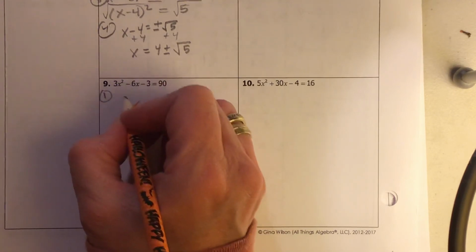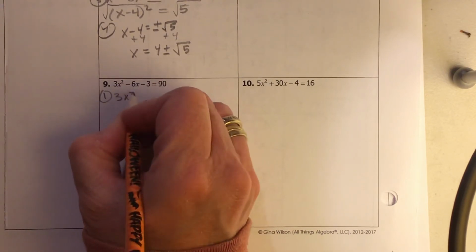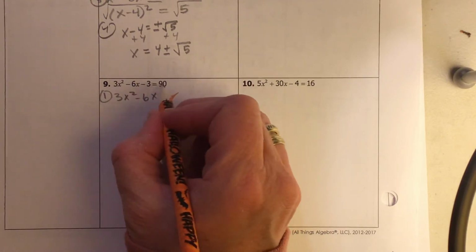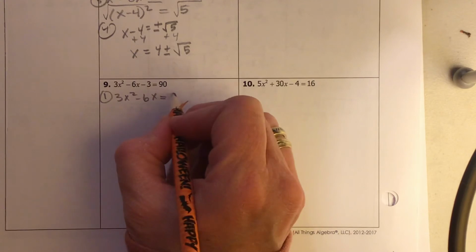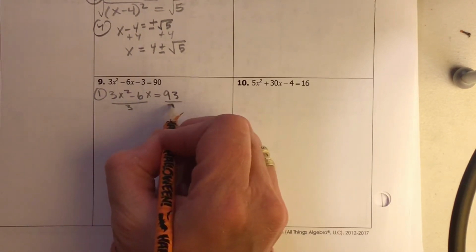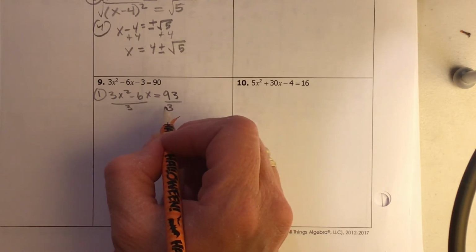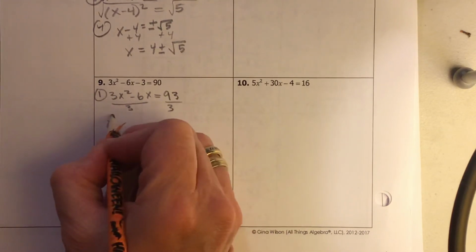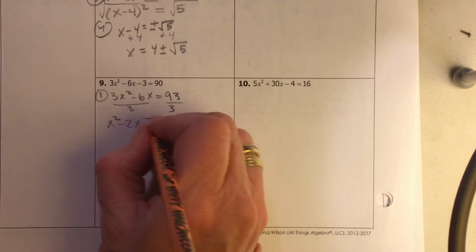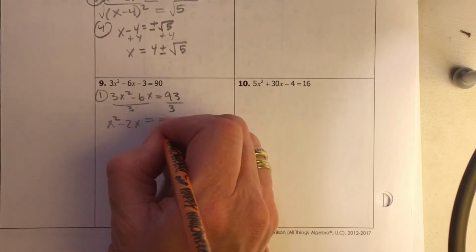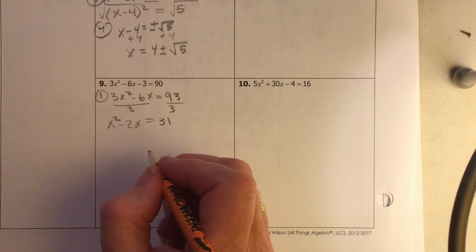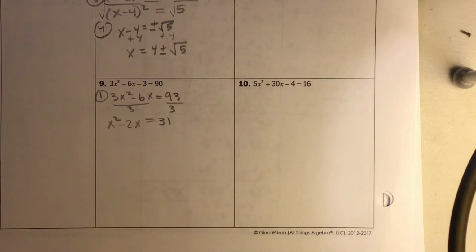Let's go for it. We're going to rewrite this. Minus 6x. We're going to add 3. So we're going to end up with 93. We're going to divide both sides by 3, and I'm going to end up with x squared minus 2x equals, well, 93 divided by 3 is 31.